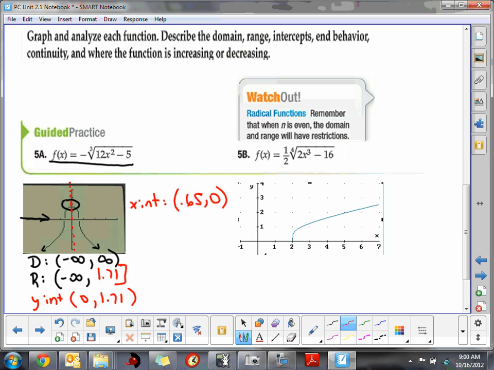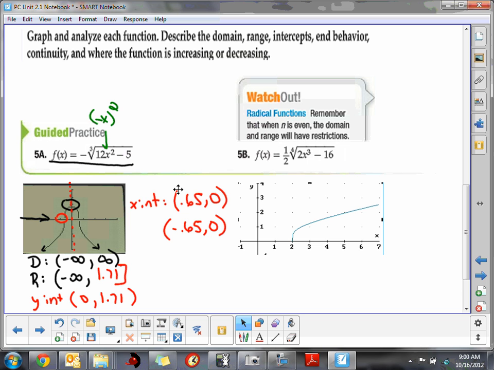We're going to use the symmetry of the graph, so that means our other x-intercept is negative 0.65, comma 0, and I'm guaranteed it to be symmetrical to the y-axis because I can replace x with a negative x and get the same expression, because when we square a negative, it's going to become positive. So we can use that test for symmetry if we have any doubt about it at all.